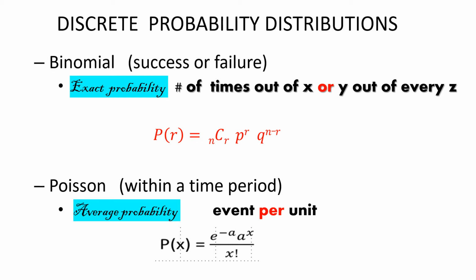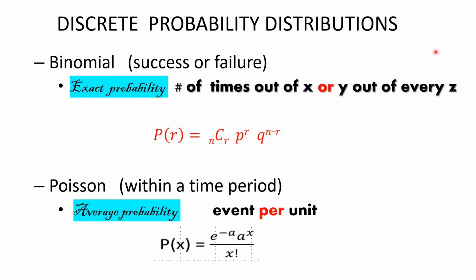Welcome to another video on discrete probability distribution. We have two types, binomial and Poisson. I am here to help you to answer your questions in an exam by identifying certain things that will enable you to quickly do your computations.